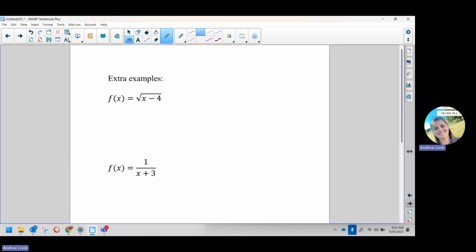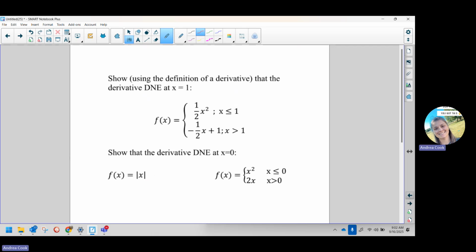All right, the next one, I think the problem went onto the back, but you have the question at the front. So if you want to rewrite this piecewise function on the front of your notes, you could. We're going to show using the definition of a derivative that the derivative does not exist at x equals 1. I'll give you a minute to copy that.